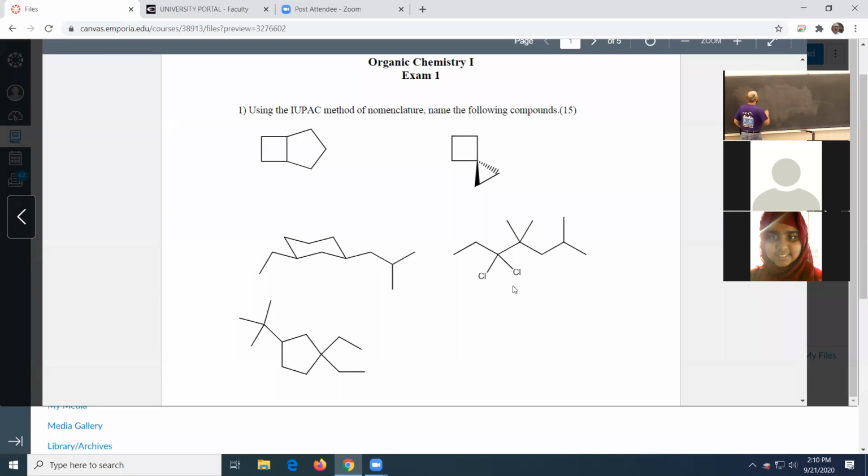Okay, and then the last, names from formulas. We want to use the lowest set of numbers. I didn't count off for this, but there were a lot of answers that said 1-tert-butyl, 3,3-diethyl. It should be 1,1-diethyl. And it's 3-tert-butyl cyclopentane.